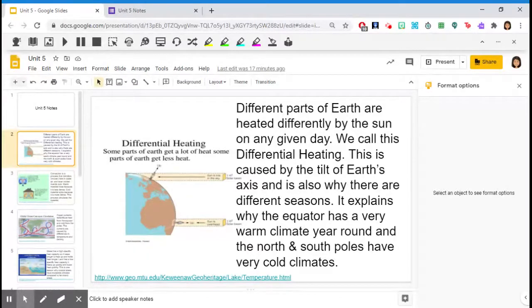It explains why the equator has a very warm climate year-round and the North and South poles have very cold climates. As you can see here near the North Pole, it's the same amount of sunlight as down here, but this person at the equator versus this person standing in Northern Europe closer to the North Pole experience the same amount of sunlight in different ways. Here, all the sunlight is hitting directly on this person. If you're standing at the equator, the sun is going to feel warmer and more intense.